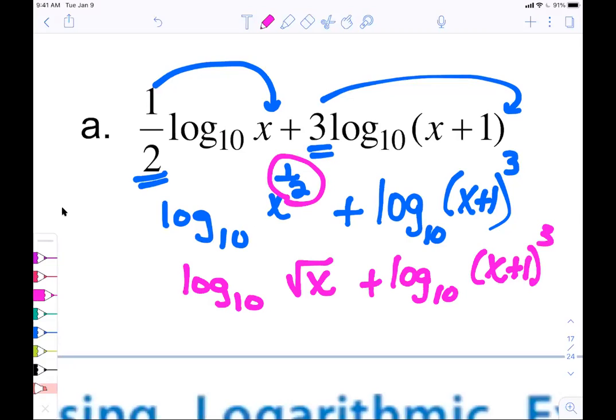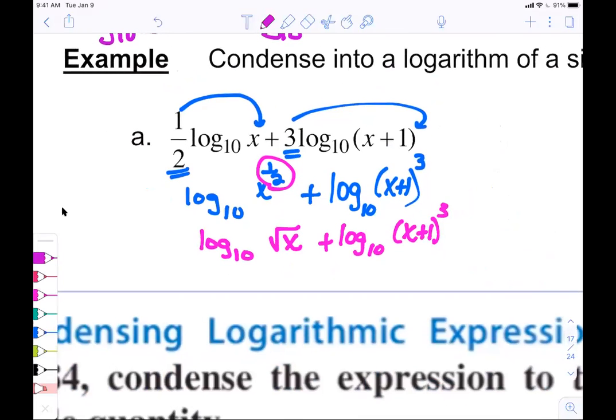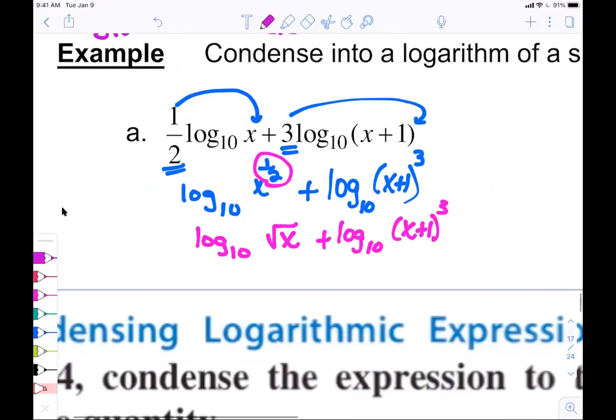Gianna, what would we do to condense these together so that we have 1 log instead of 2 logs? Jenny, do you know what we would do to condense these together? So if I have addition, how can I pull them together? You would have them both be log base 10, and then it would be the square root of x times the quantity of x plus 1 cubed. Yep, perfect. That's it.